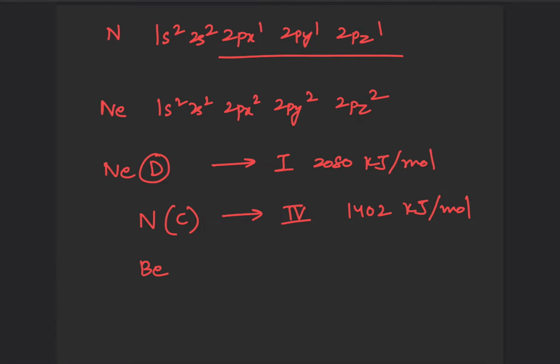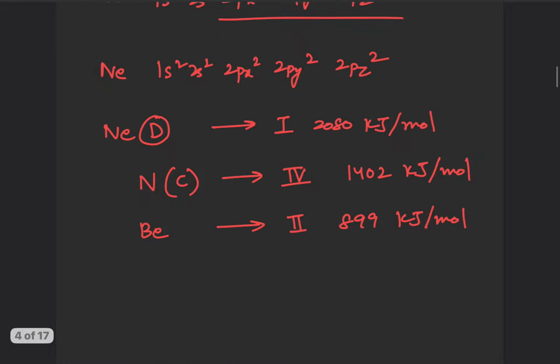And next will be beryllium, right? Because in beryllium we have to remove electrons from 2s, so more energy is required, due to the high penetrating power of the s orbital. So it will have the third highest value of 899 kilojoules per mole, right? Beryllium is basically A, and boron is option B in the question. Boron's configuration is 1s2 2s2 2p1. So we have to remove one electron from 2p, which has less penetrating power, so less energy is required, so it will be the least value out of the given options. So it is 800 kilojoules per mole.